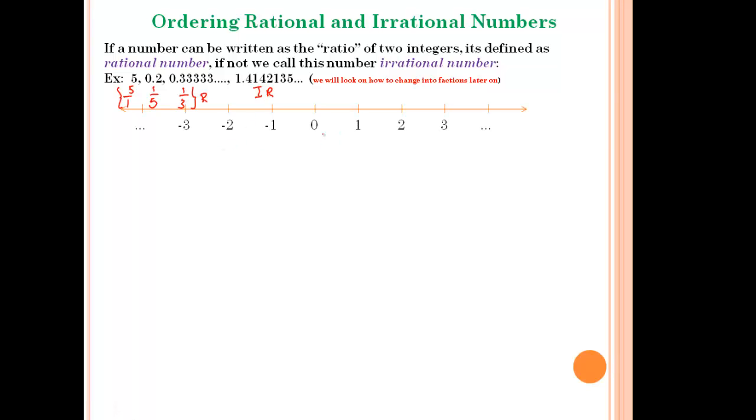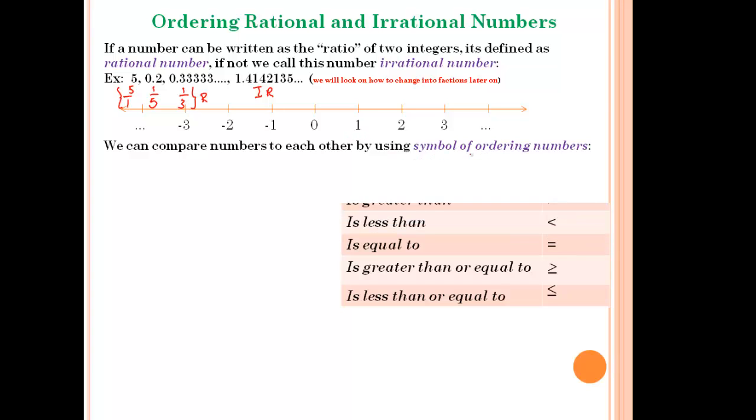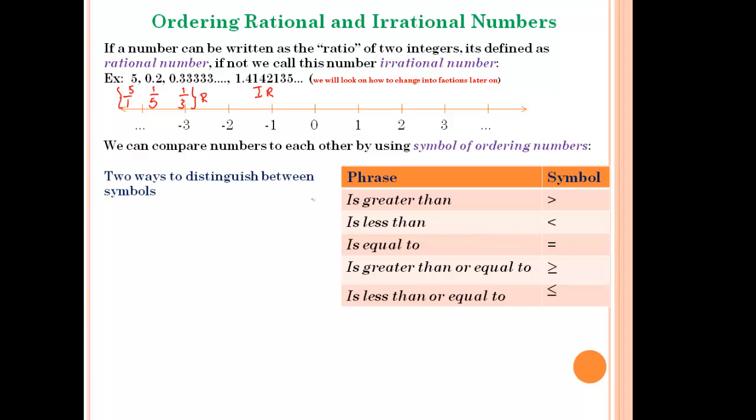Now you can see from the number line that as we move to the right, we increase the value of the number. So minus 1 is less than 0, and 1 is greater than 0, and 0 is greater than minus 1. So how do we say this in algebra? We use symbols of ordering numbers, and this is our table. We have greater than, less than, equal, and greater than or equal, less than or equal. How do we distinguish between these symbols?